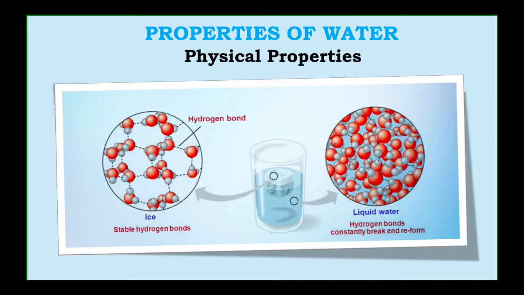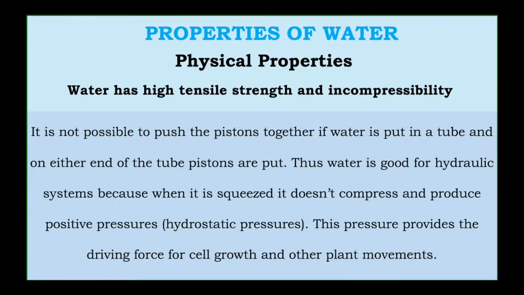At 4 degrees, water is its densest, and each water molecule is attached to slightly more than four others, so it floats in water. Water has a high tensile strength and incompressibility. It is not possible to push the pistons together if water is put in a tube and on either end of the tube pistons are placed. Thus, water is a good hydraulic system because when it is squeezed, it doesn't compress and produce positive pressures.